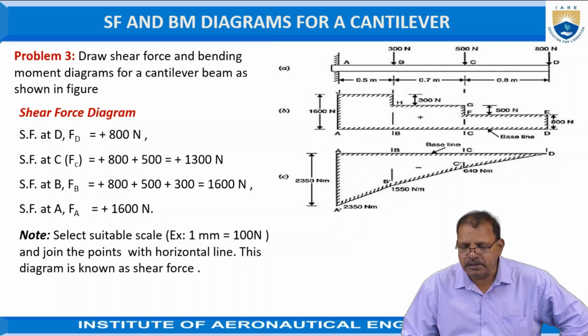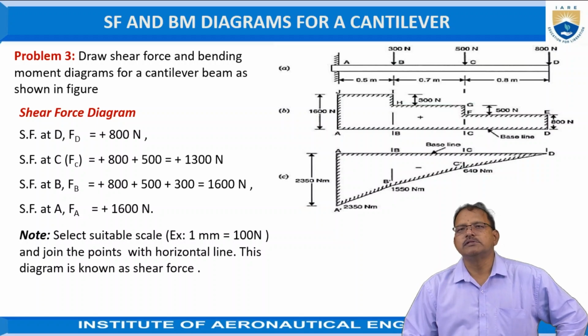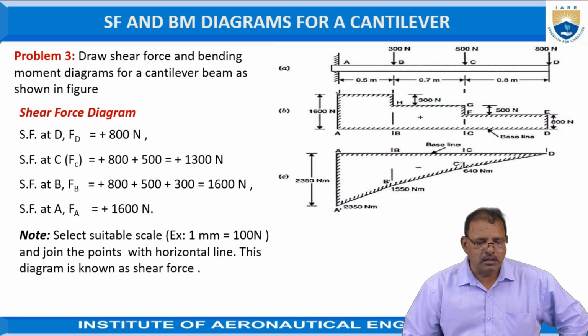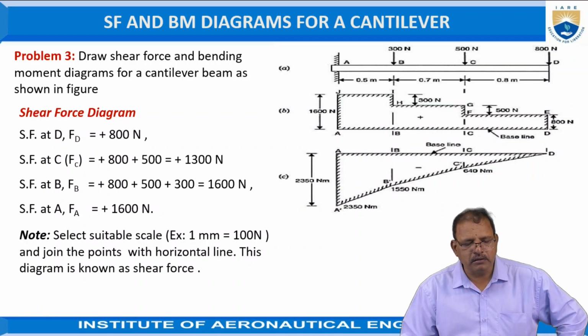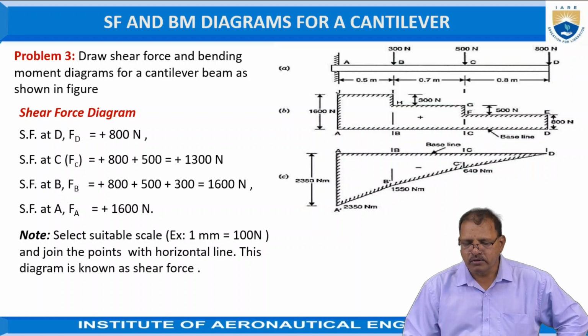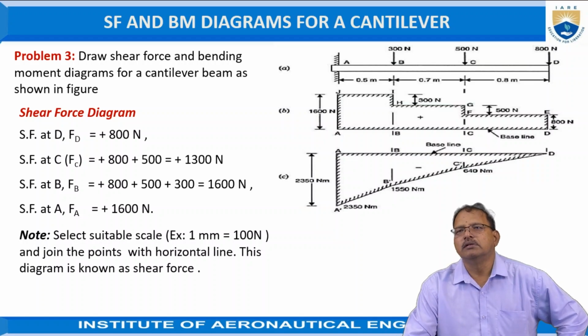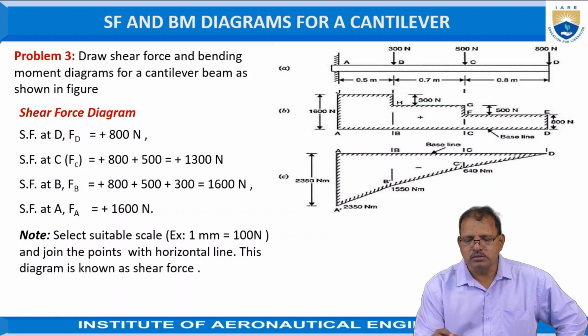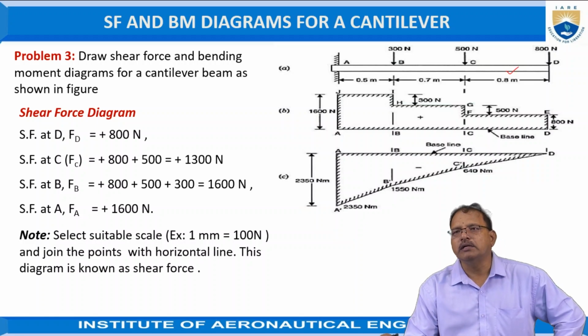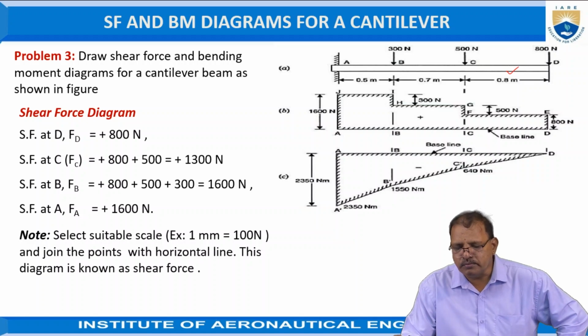So here is another problem. Three forces are acting on the beam. Draw the shear force and bending moment diagram for the cantilever beam as shown in the figure. Here the given data is the length of the beam, which is 0.5 plus 0.7 plus 0.8, a total of 2 meters.